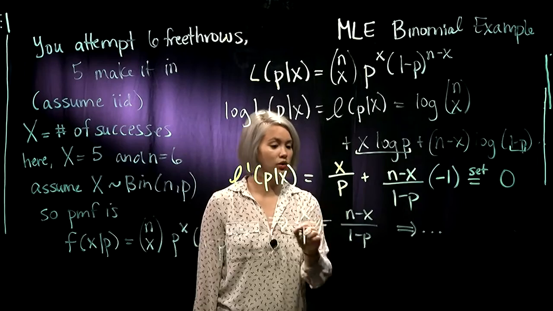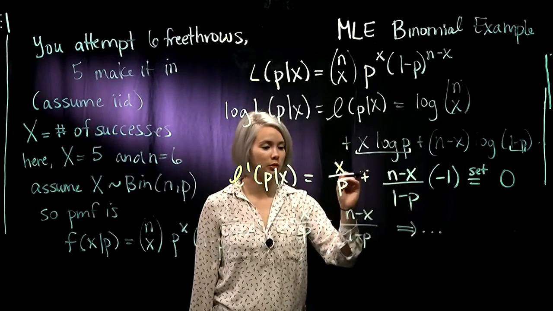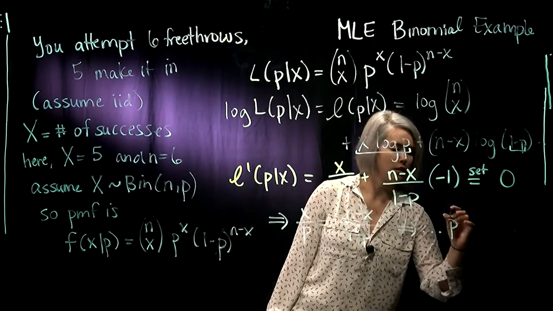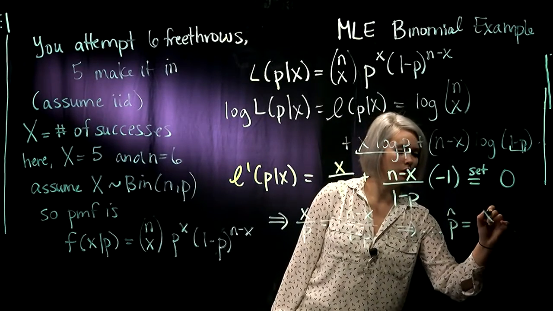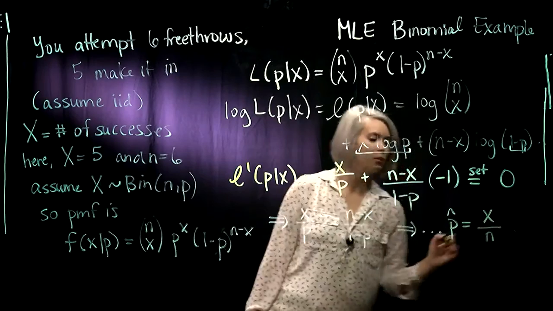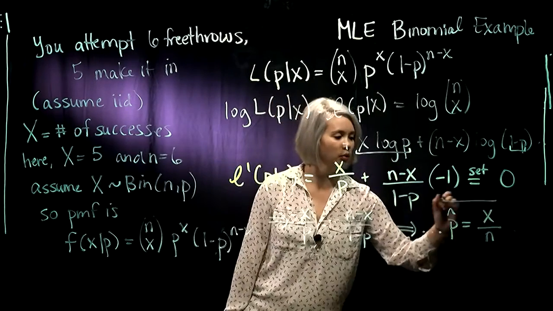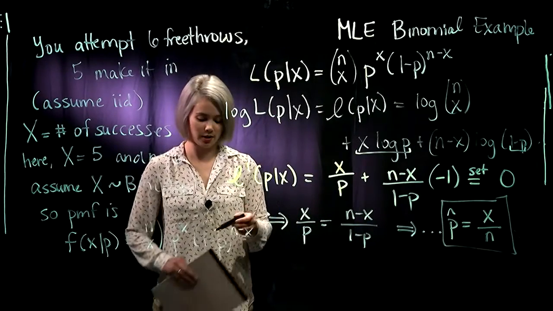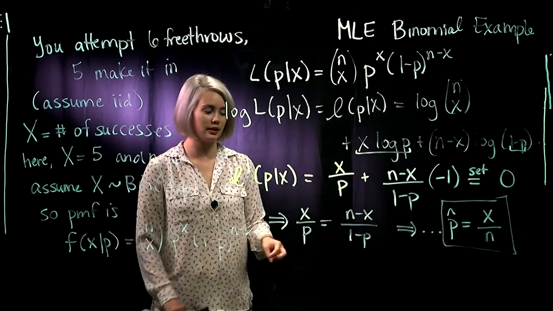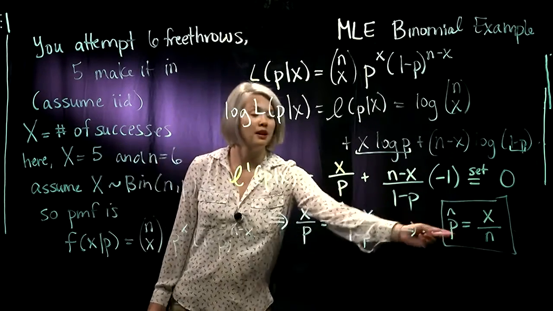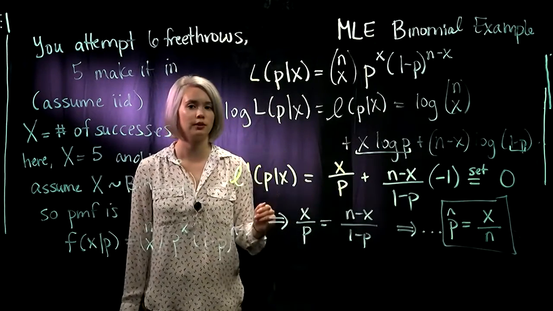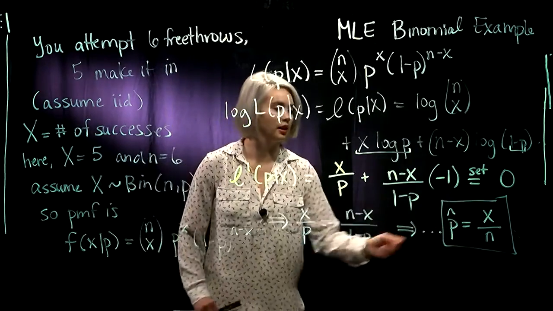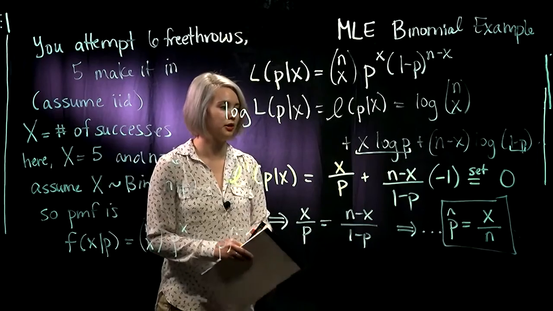So now we need to solve for p, right? So do our cross multiplication and solve for p, and we get p hat equals x over n when we finally solve for p. This is what we call our maximum likelihood estimate, because it is the value of p that maximizes this likelihood function. We maximize the log likelihood, but same thing. So this is our maximum likelihood estimator.